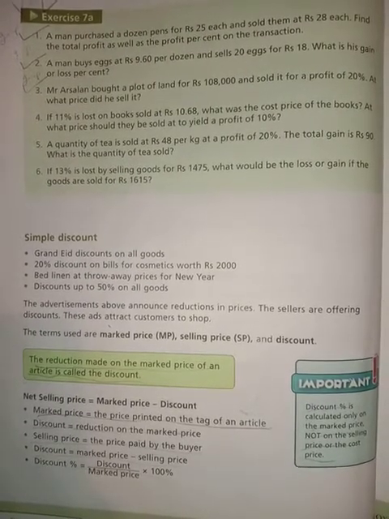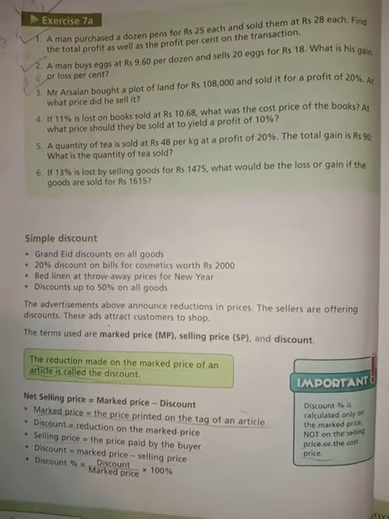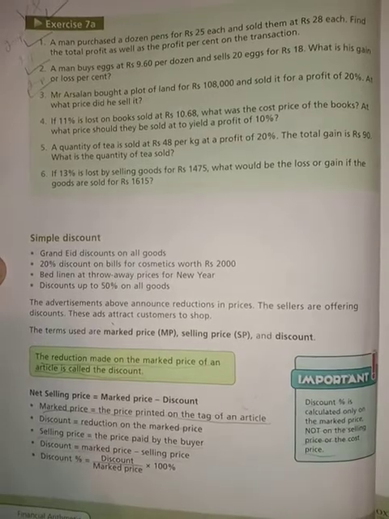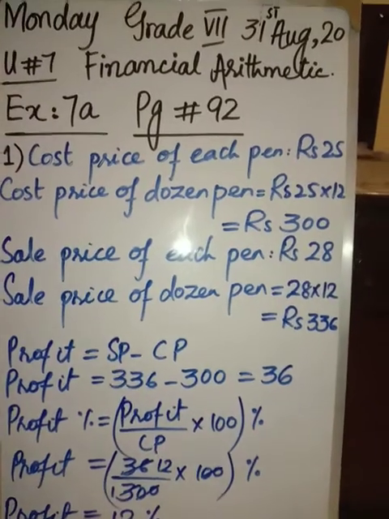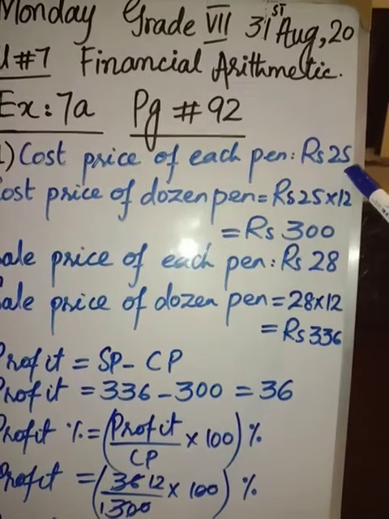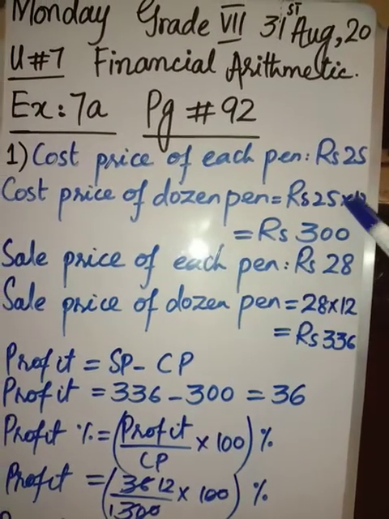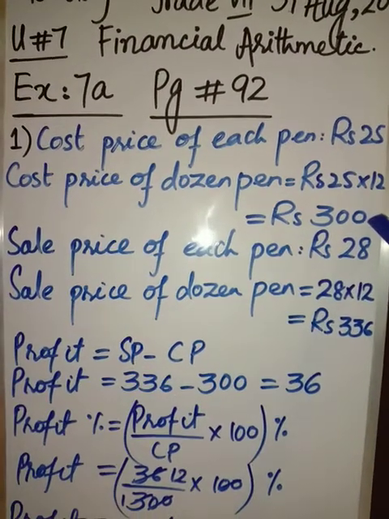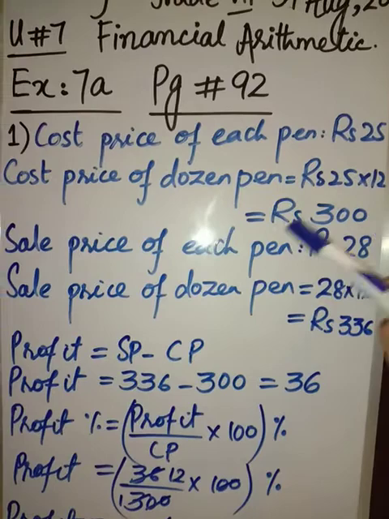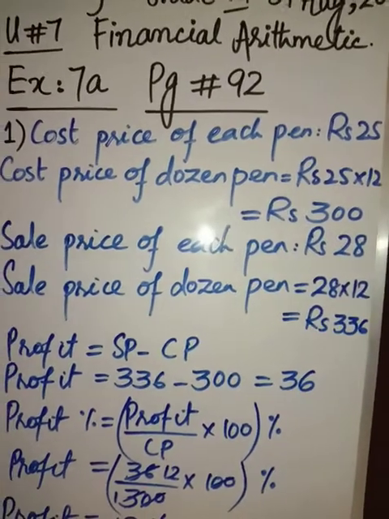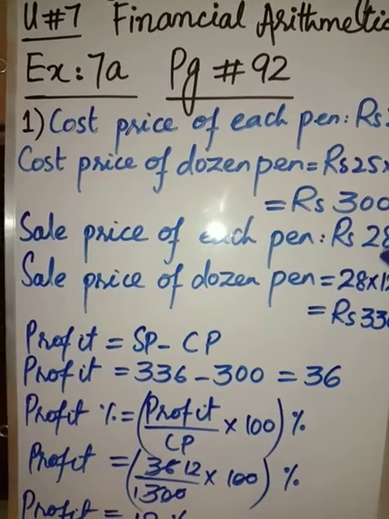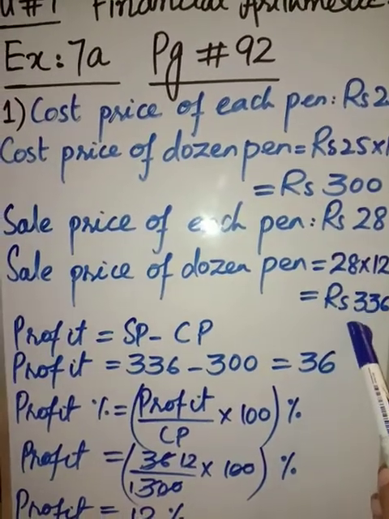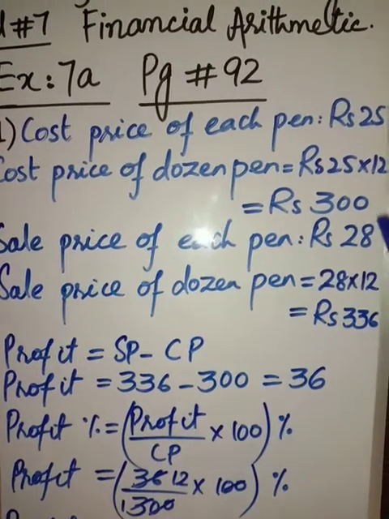So if a pen is rupees 25, then what is the cost of a dozen pens? Means what is the cost of 12 pens? Let's have a look. How can we solve this question? Now students, we have a cost price of each pen, which is 25, and we need the cost price of a dozen pens. By multiplying the price of one pen with 12, we got 300. Now what would be the sale price then? Sale price of each pen is rupees 28. Then what would be the sale price of a dozen pens? It would be 28 multiplied by 12. You got 336.